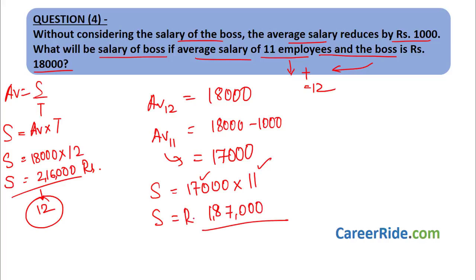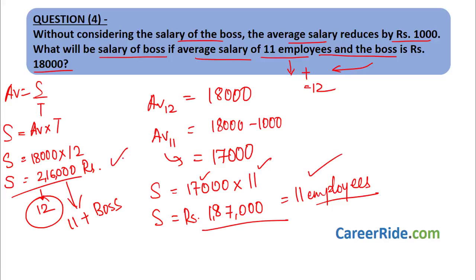This is the total sum of salary of 11 employees, because we are not considering the boss over here. And this is the total sum of salary of 11 employees plus boss, right? We simply have to subtract this from this to get the boss's salary. 11 people plus boss minus the 11 people will give us the boss's salary.